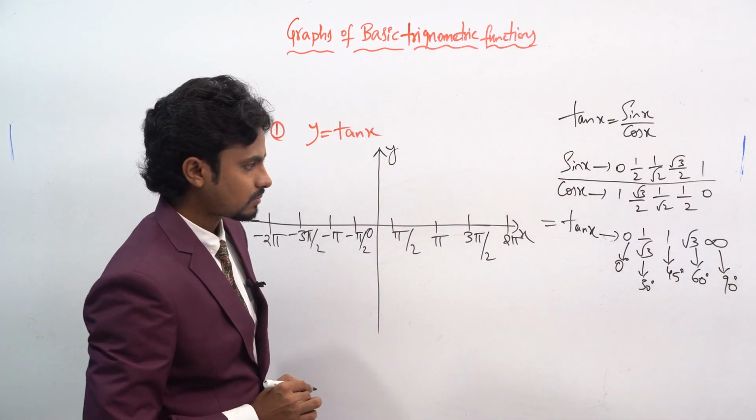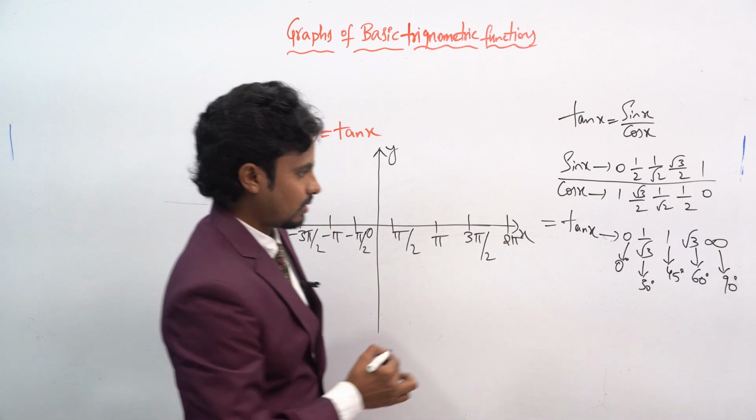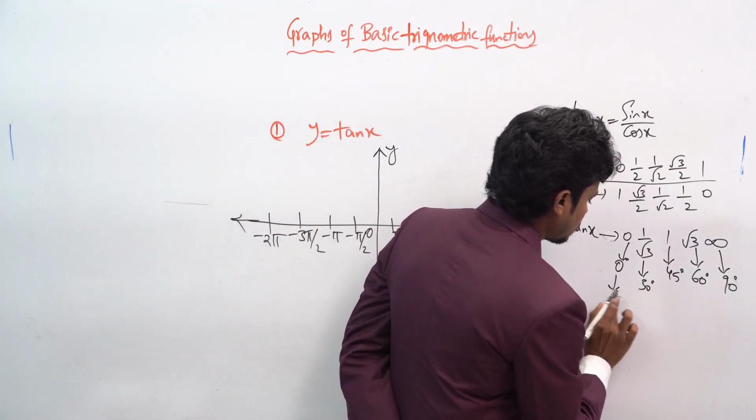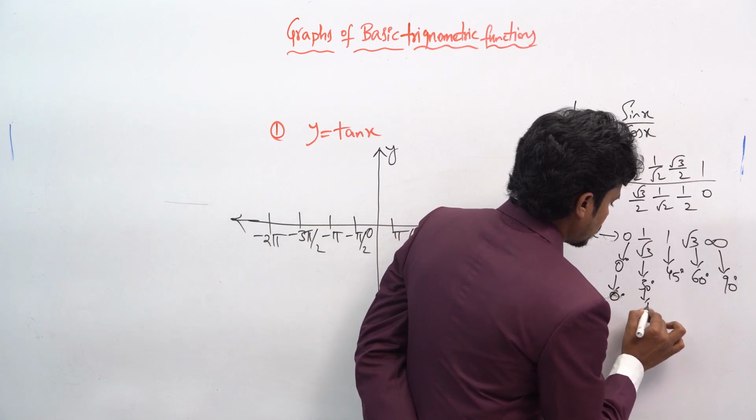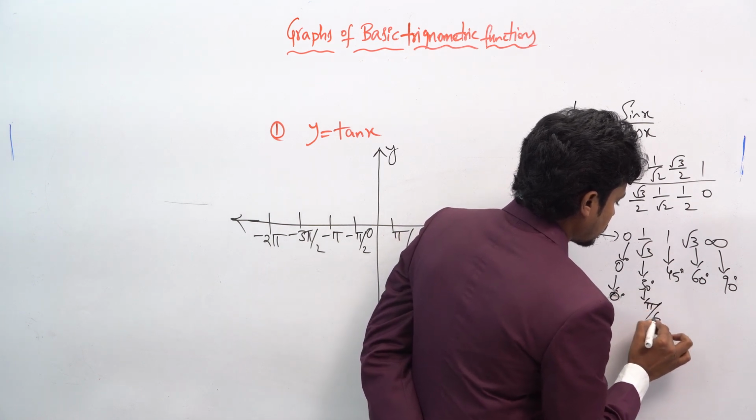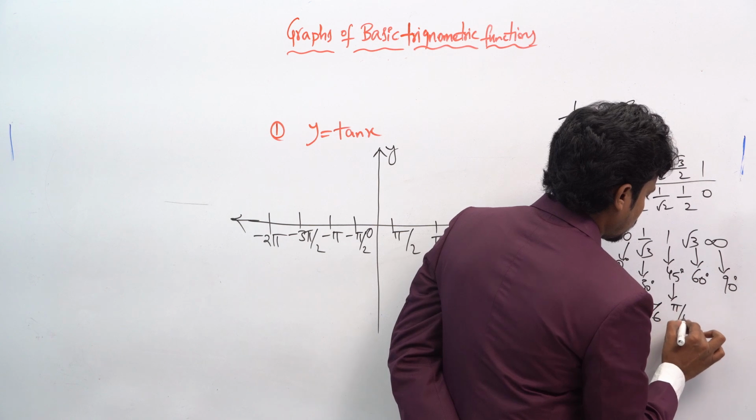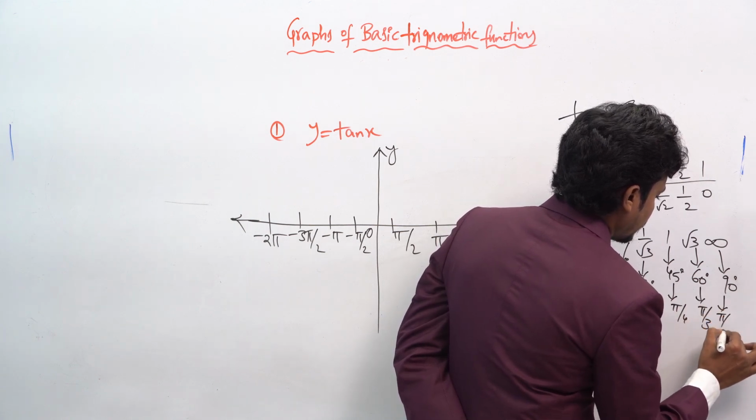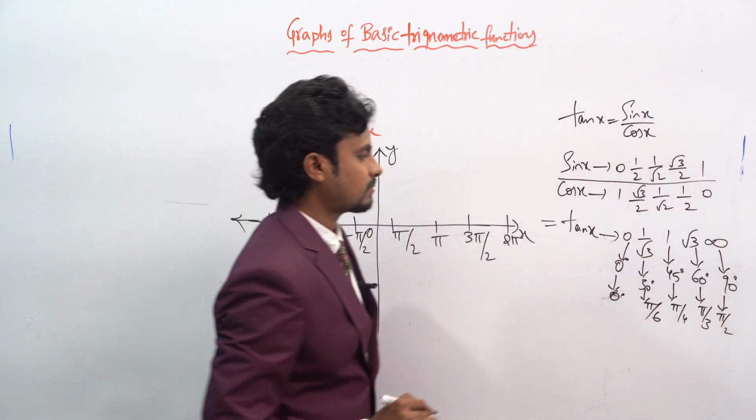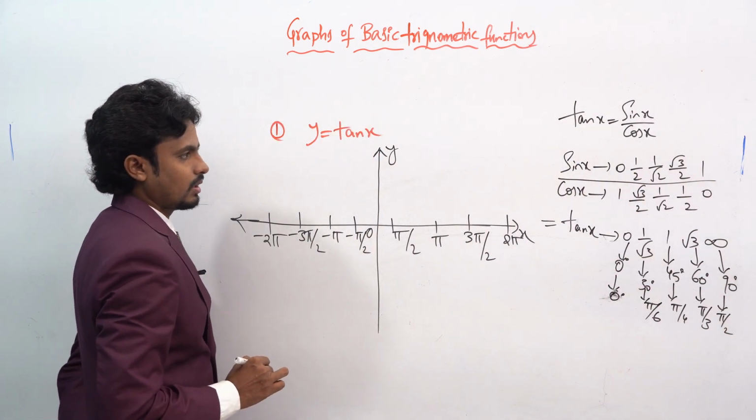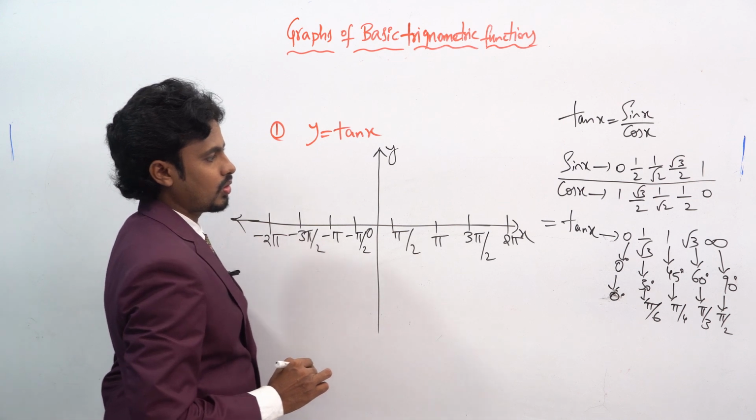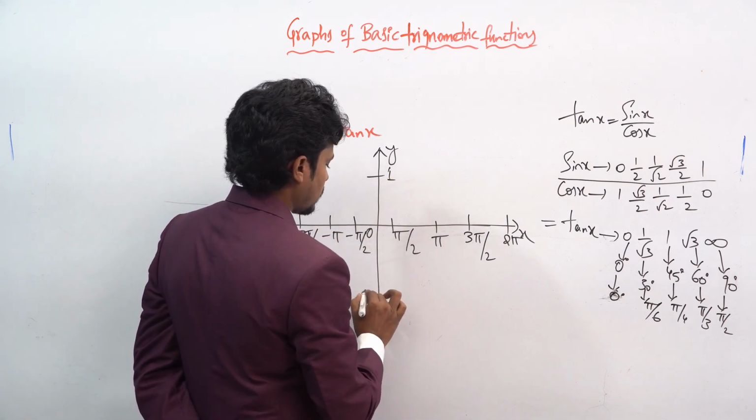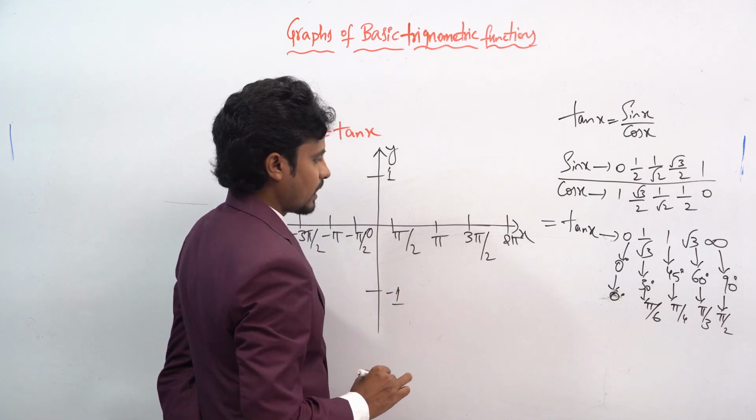Okay, so here this will be 0 degrees, pi by 6, pi by 4, this will be pi by 3 and this will be pi divided by 2. And this will be the range plus 1, here this will be minus 1.